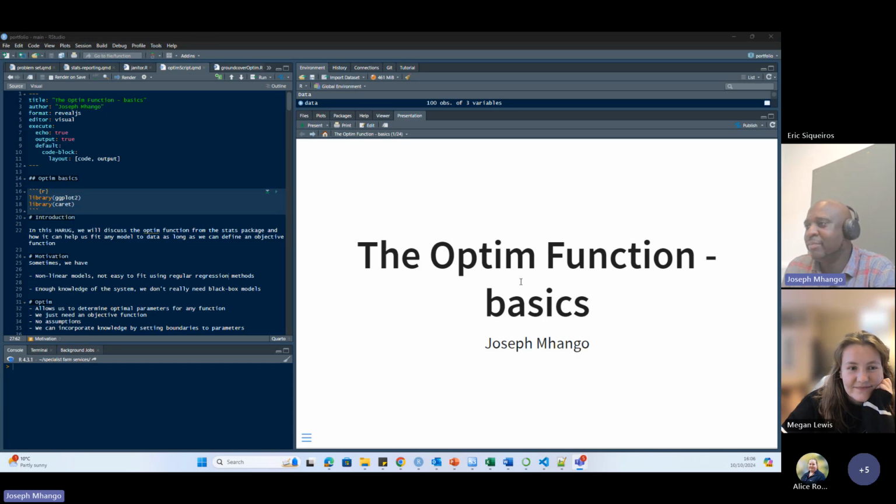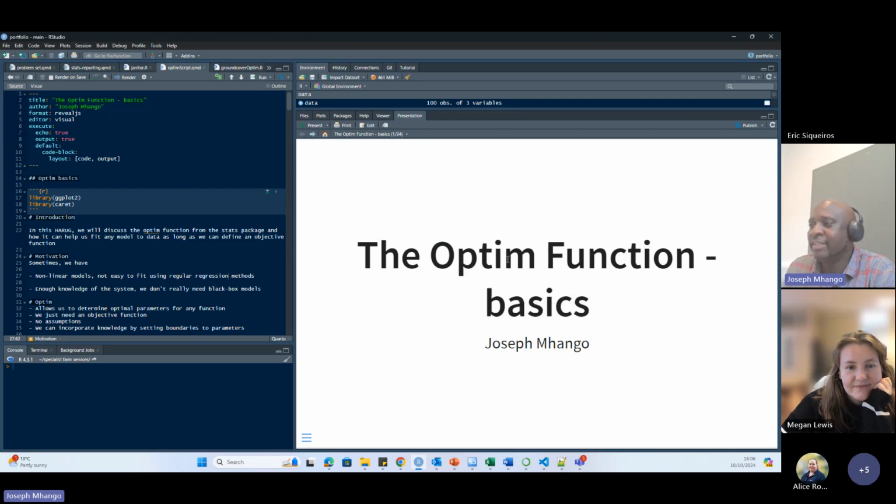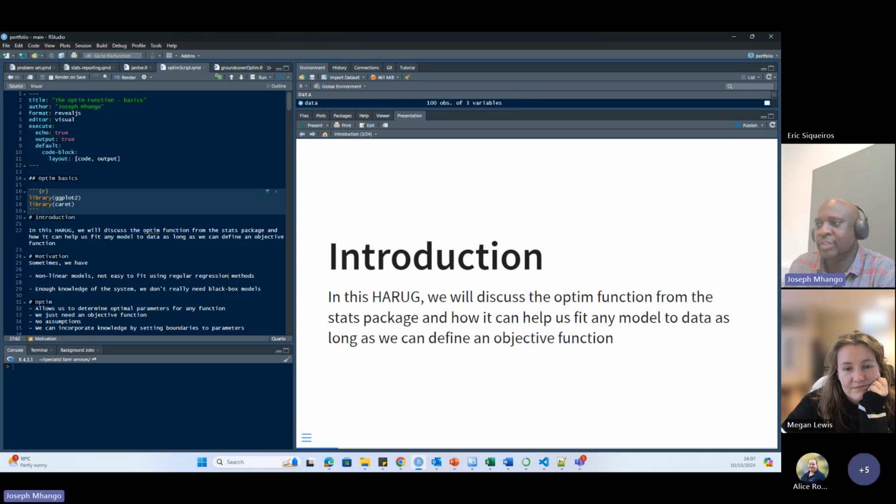So I want to talk about the optim function and just the basics of it. Optim, by its nature, is just optimization. It's a function that comes with the stats package in R, so it's not something that you have to download. The stats package, for all those who may not be aware, is the package that does much of the heavy lifting that we do in R.